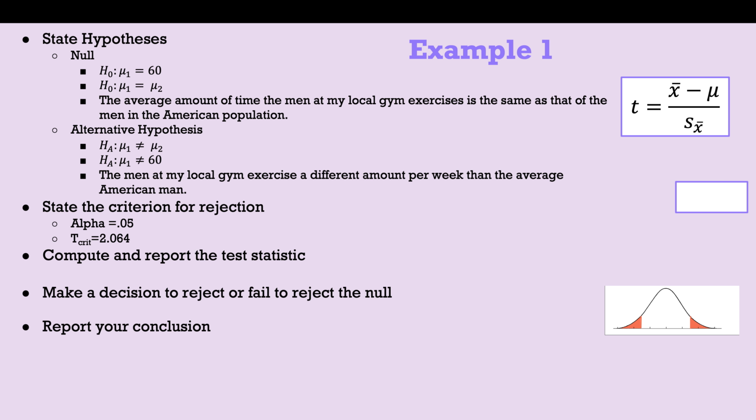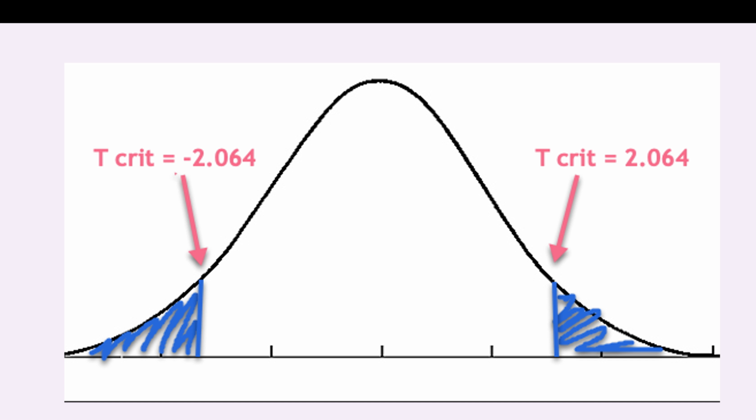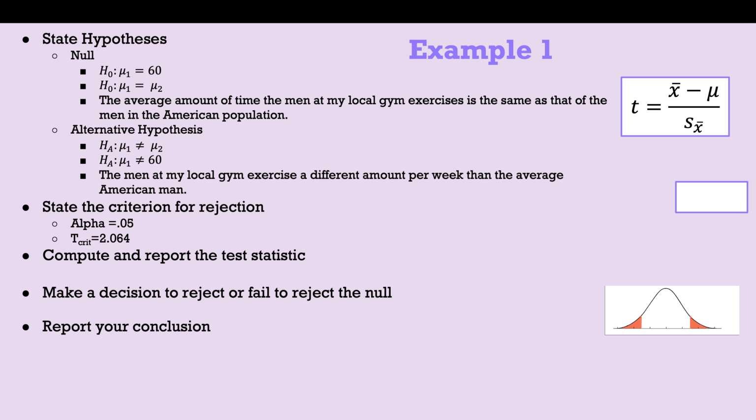So we can see that our alpha is 0.05 and our t critical value is 2.064, which is going to be where we set the region of rejection. So we can see if we draw our graph, our t critical value is going to be negative 2.064 on the left and positive 2.064 on the right. So now we need to compute and report the test statistics.